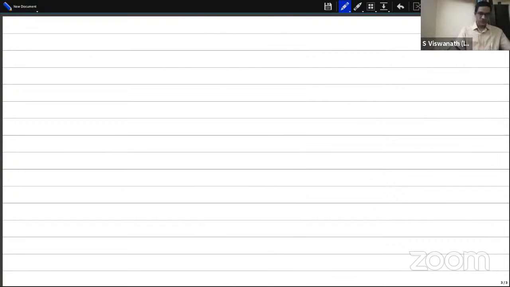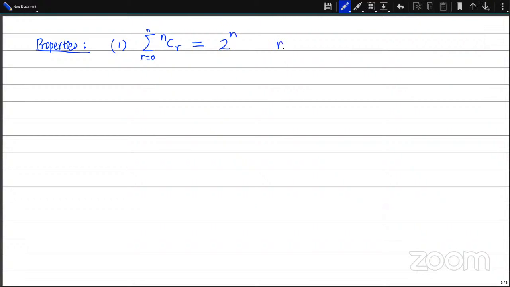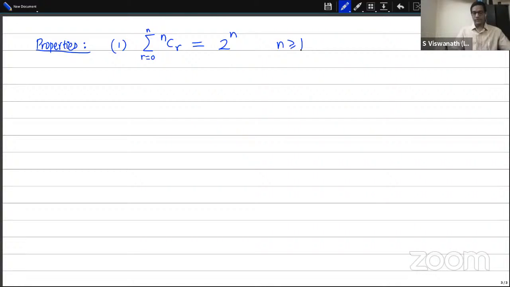Now, of course you must have seen many other properties of NCR and so on. So here are, well, for one thing, the sum of all the NCRs, R goes from 0 to N, gives us 2 power N. This is for all N greater than or equal to 1. If you add up all the number of ways of choosing R objects for a fixed value of N, it just gives you 2 power N, right? So how does one see this formula? What's the proof of this?